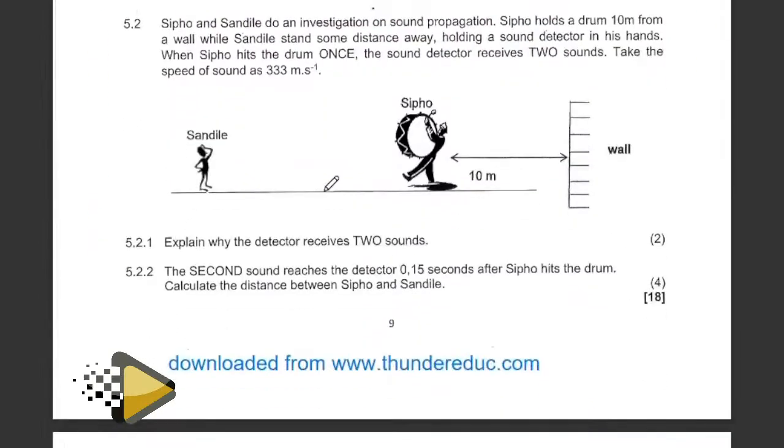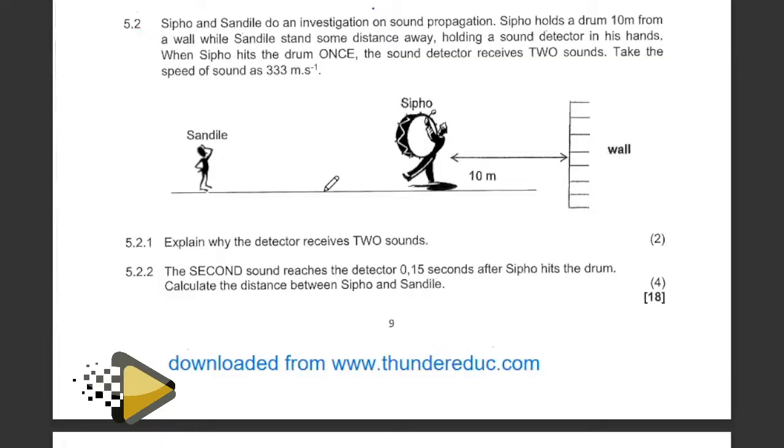Then 5.2, Sipho and Sandile do an investigation on sound propagation. One is holding the drum 10 meters from the wall, while Sandile is standing some distance holding the detector in the hands. When Sipho hits the drum once, the sound detector receives 2 sounds. Okay, so if the speed of sound is 343, 5.2.1, explain why the detector receives 2 sounds.